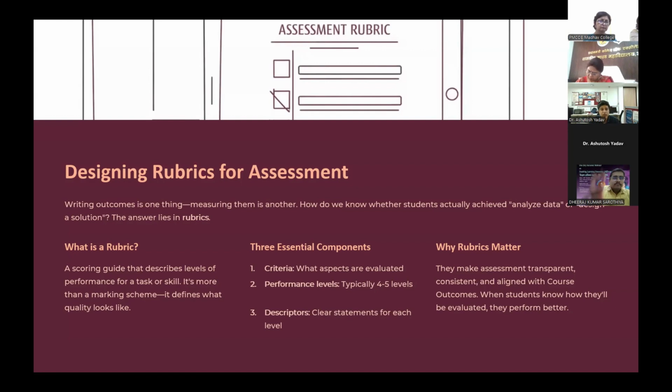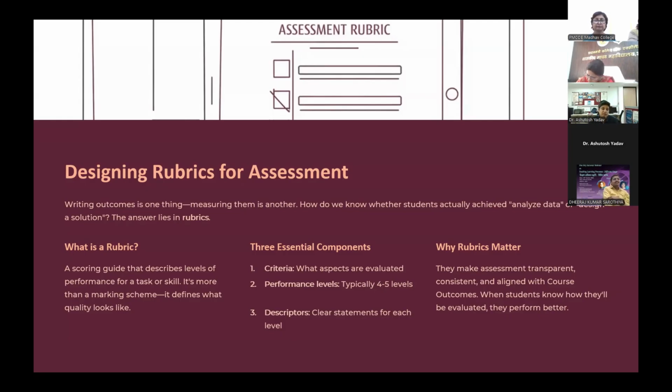Now, what is a rubric? A rubric is a scoring guide that describes levels of performance for a task or a skill. It's more than just a marking scheme. It defines what quality looks like. It has 3 essential components. The first one is criteria. What aspects are being evaluated? For example, in analysis, are we testing the accuracy? Are we testing the presentation skills?